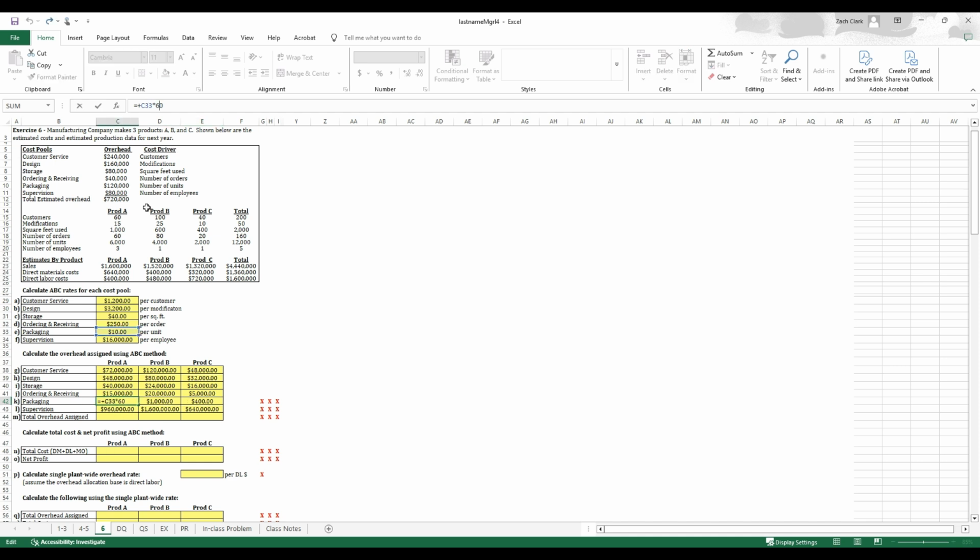And then packaging was based on units, and it's 6,000, 4,000, 2,000. And finally, supervision, which is based on employees, and we've got 3, 1, and 1. So let's just switch those up. Okay, and then the total assigned is just adding up all of the subcategories there to get us totals.